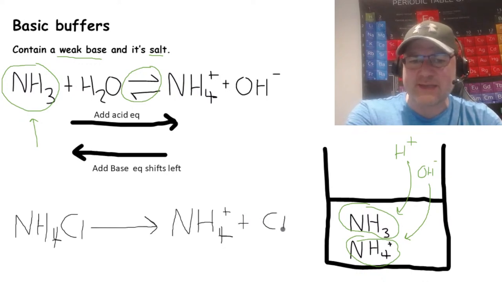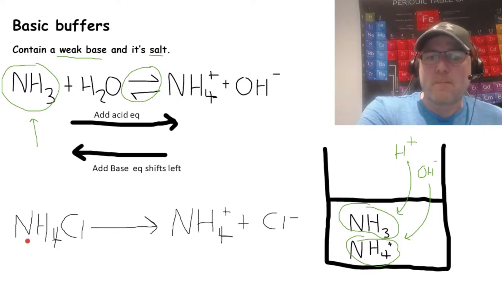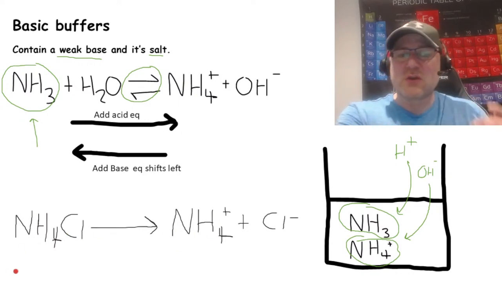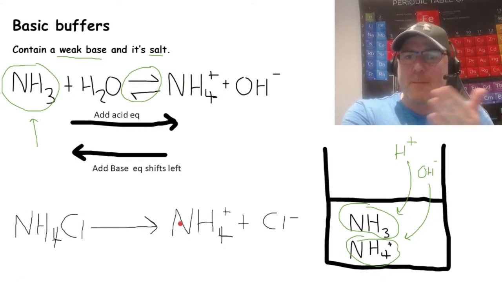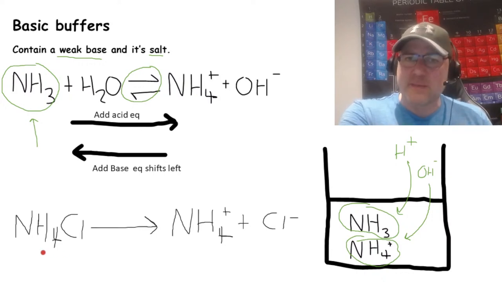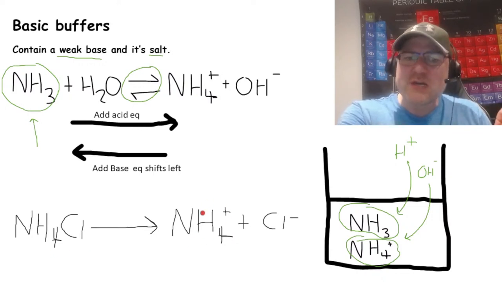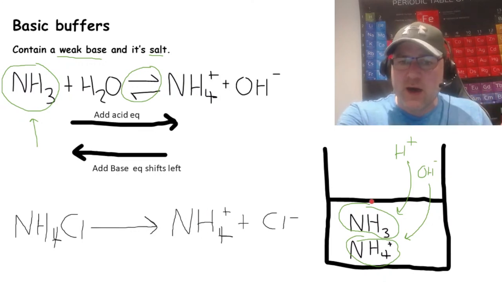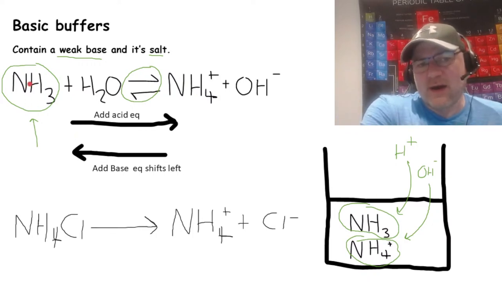So basically that's going to fully dissociate. So again, if I have 1 mole of ammonium chloride, I'm going to end up with 1 mole of ammonium ions. So when I make my buffer, I want a source of ammonium ions. That is going to be the ammonium chloride, which will fully break down, releasing lots of ammonium ions. And I want a source of ammonia, which can absorb any acids added. And I just add ammonia.